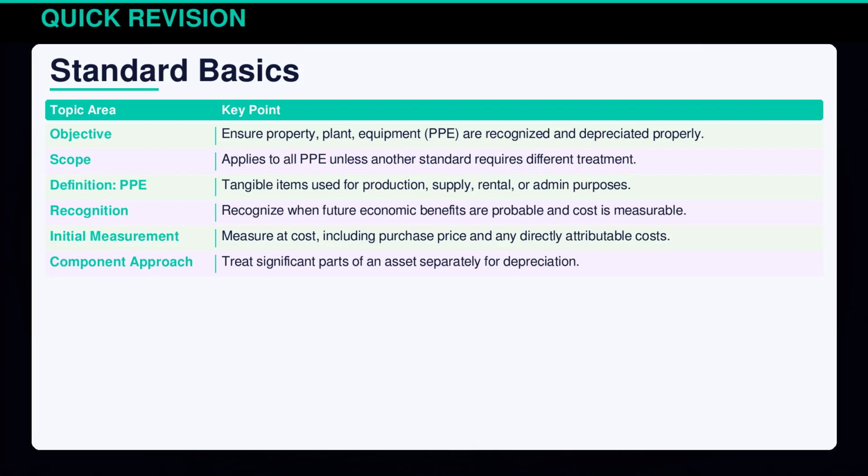Understanding the basics of AASB 116 is essential for handling property, plant, and equipment. These assets must be recognized when they bring future economic benefits and are measurable. AASB 116 covers all PPE unless stated otherwise by another standard. Initial measurement starts at cost, considering directly attributable expenses, with significant components requiring separate depreciation treatment. Grasping these fundamentals ensures compliance and accurate financial reporting.